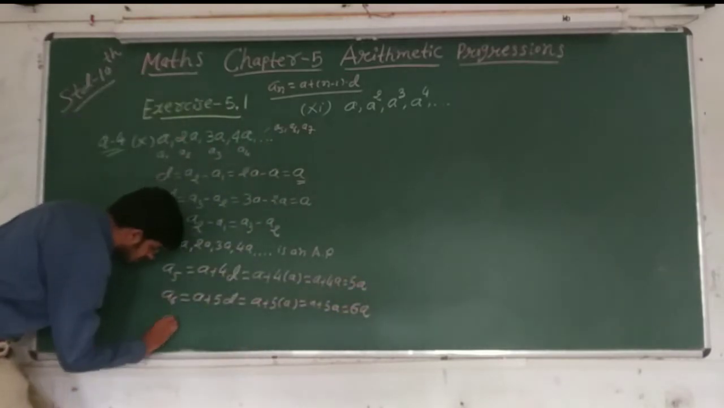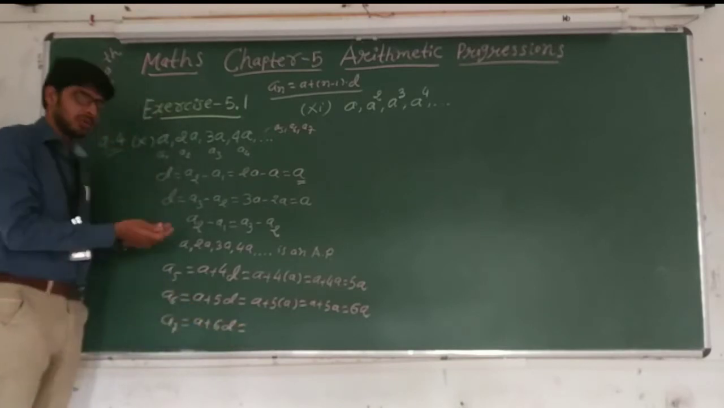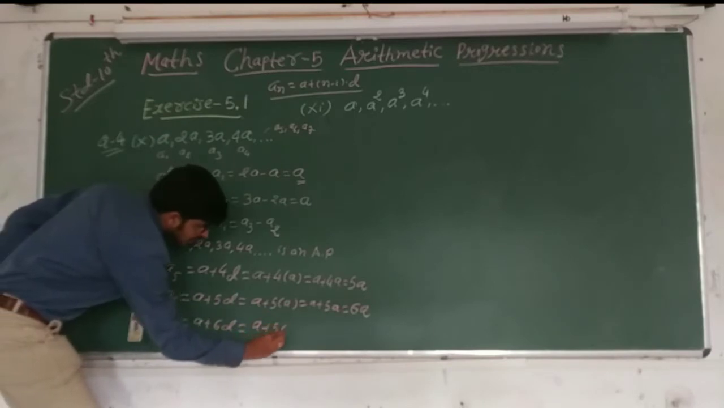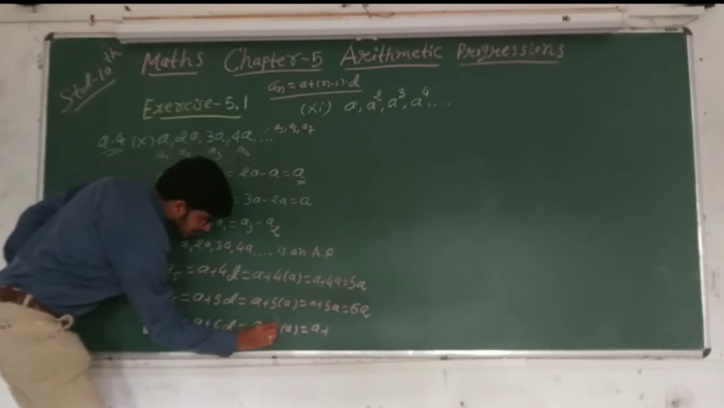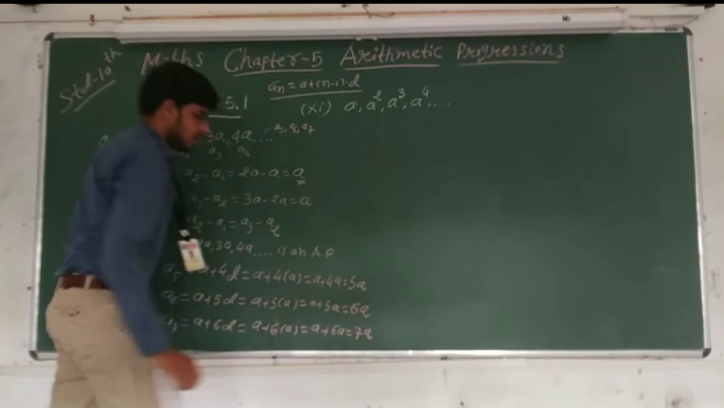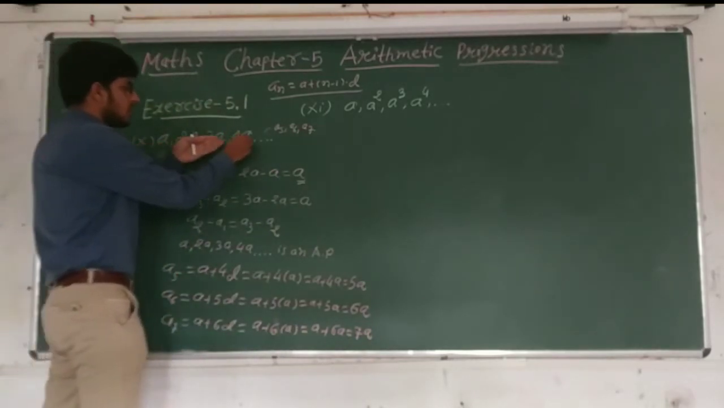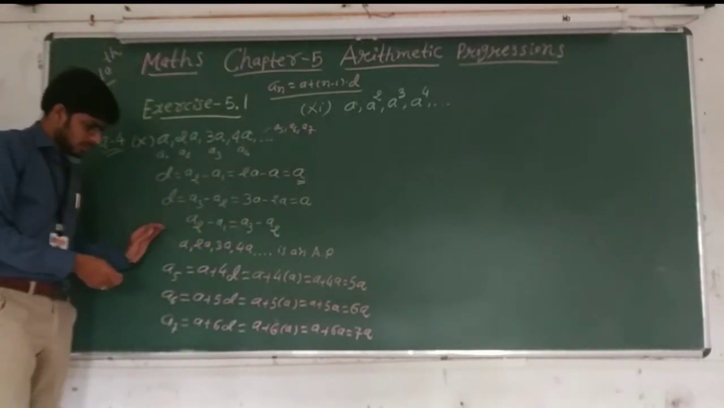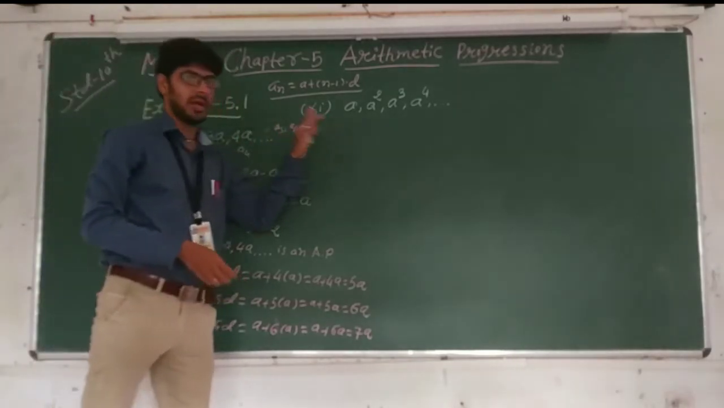And the 7th term, a7, is equal to a plus 6d. Again you have to put the value of a. a and d both are the same, a. So a plus, sorry, here 6, not 5, a plus 6a. So the answer is 7a. You can write down directly a, 2a, 3a, 4a, 5a, 6a, 7a, but we have to write systematically, by using the formula. Okay. Now next, question 11.